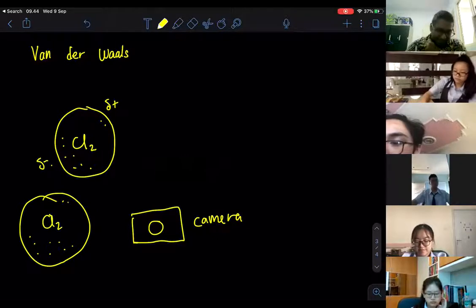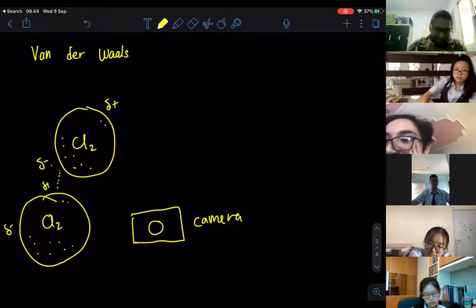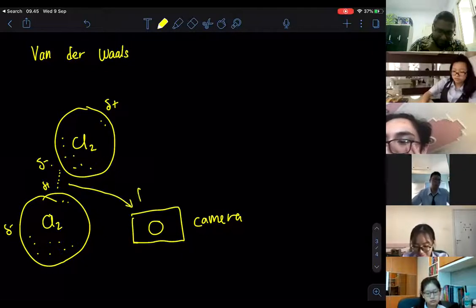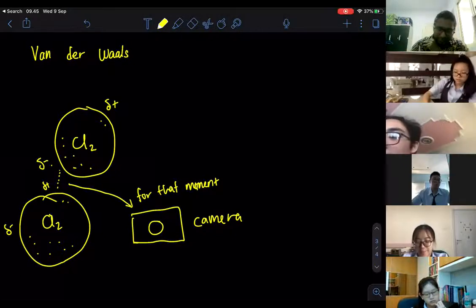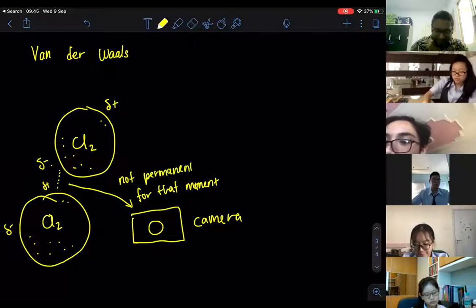And what happens over here? There is going to be a delta negative and a delta positive, and there will be some sort of interaction between this delta negative and delta positive. But take note, since it's a camera snapshot for that moment, if you take another picture, then the bond will be broken and you have another new bond. So this bond is not permanent. It's temporary.